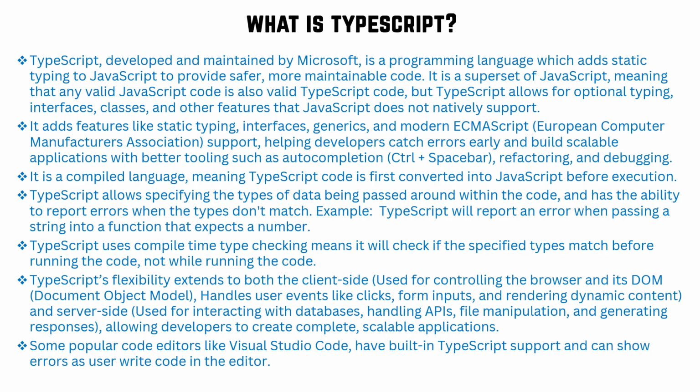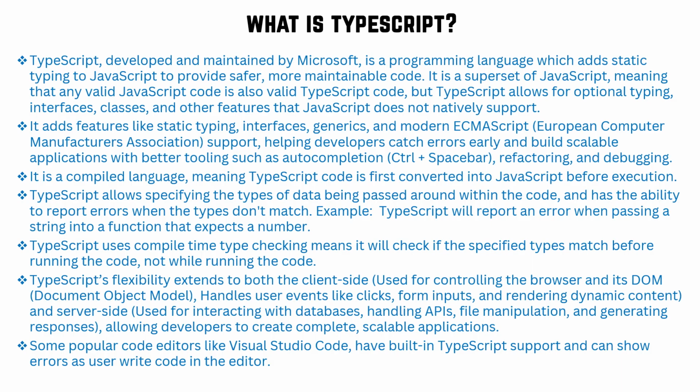TypeScript uses compile time checking, meaning it will check whether the specified types match before running the code, not while running the code. So whenever you are writing and saving the code, most of the errors will come up at that time, instead of just when running the code, because most of the errors you will handle during compilation time instead of runtime.